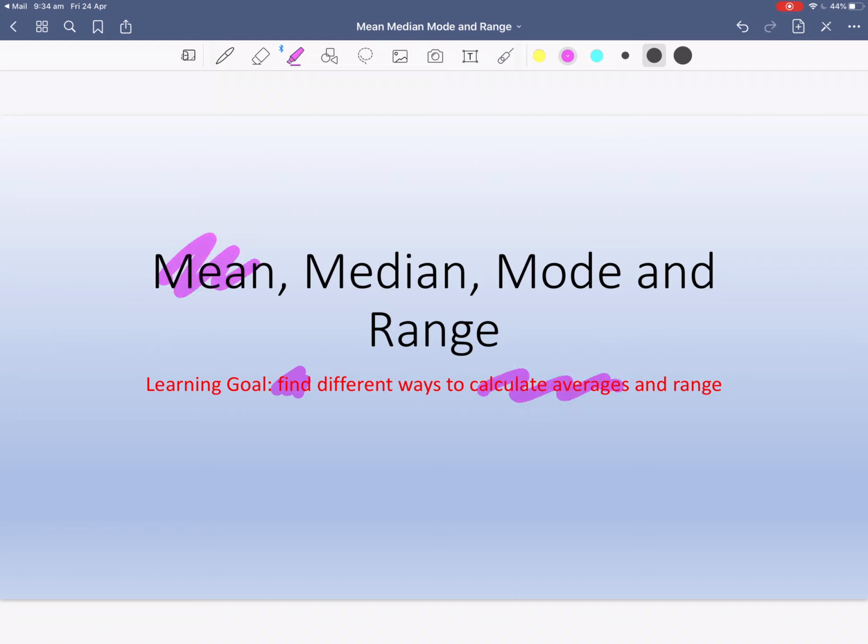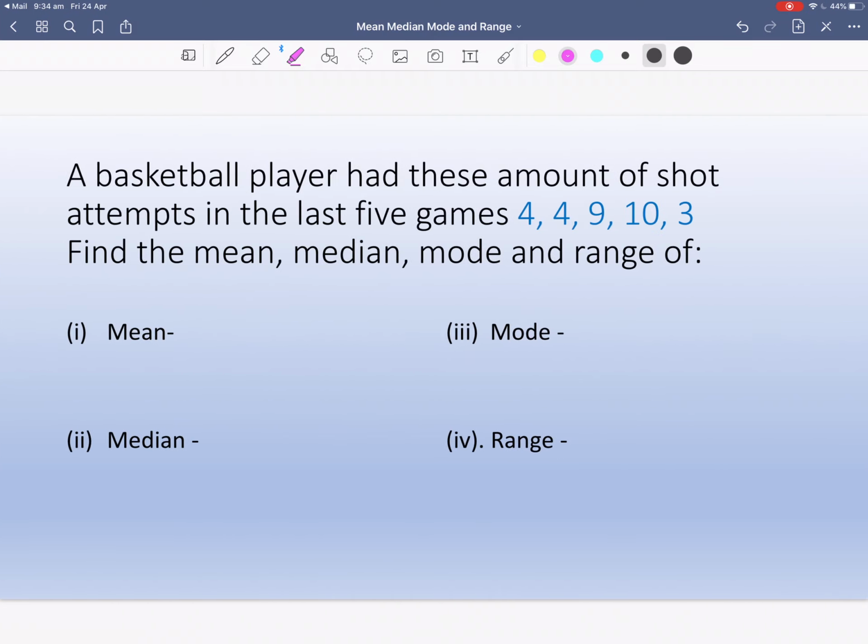Mean is a calculation of averages, median is a calculation of averages, and mode is a calculation of averages, and range is related to it. So we'll just see how we go. Okay, so a basketball player has had these amounts of shot attempts in the last 5 games: 4, 4, 9, 10, and 3.